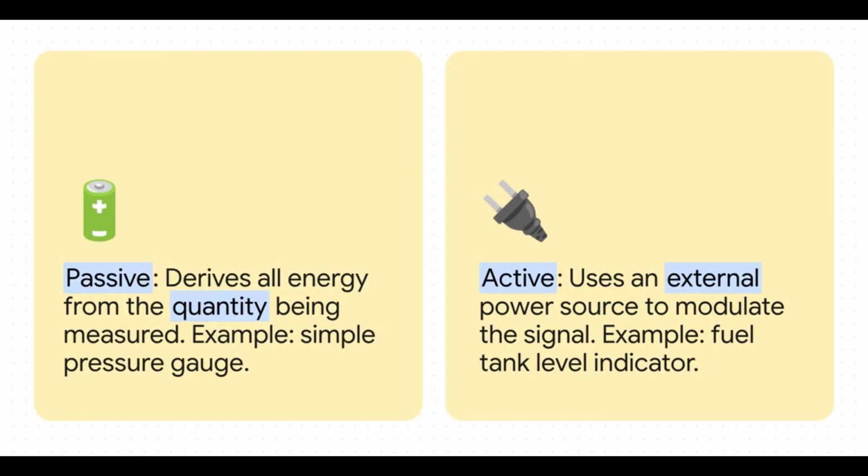But an active instrument needs some extra juice: a battery, a plug in the wall. A perfect example is the fuel gauge in your car. It uses the car's electrical system to read the level in the tank. Active instruments can do more complex things and often give you a much more detailed reading.